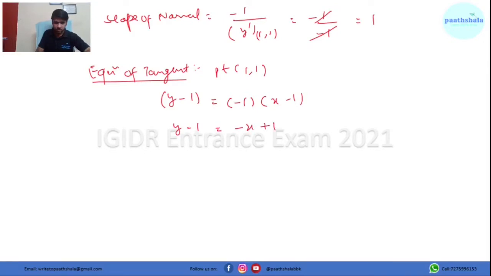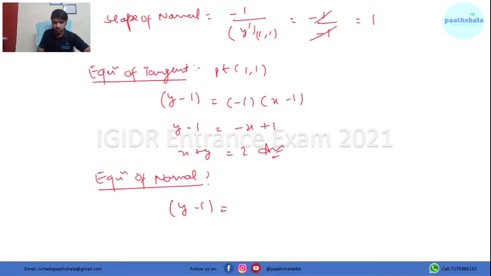So this will come out to be x plus y equals to 2. This is your answer. Okay, now to find out the equation of normal, this will come out to be y minus y1, that is 1, and the slope is 1, and in a bracket x minus x1. So this will come out to be y minus 1 and x minus 1. Minus 1 gets cancelled out. This will come out to be x minus 1 equals to 0. So this is your answer.